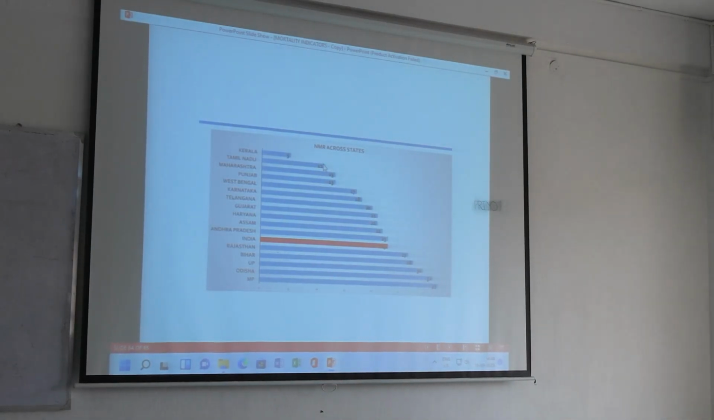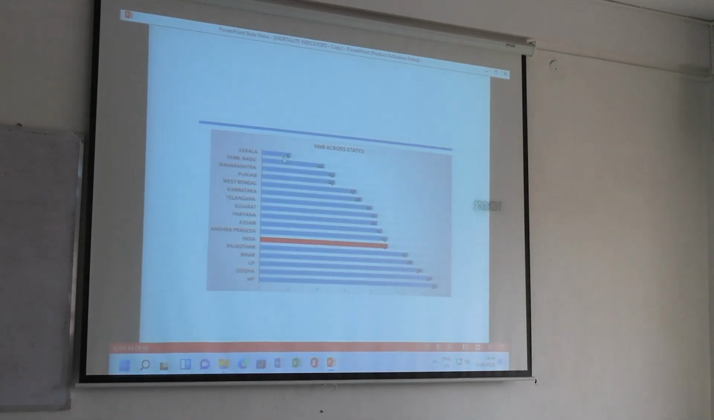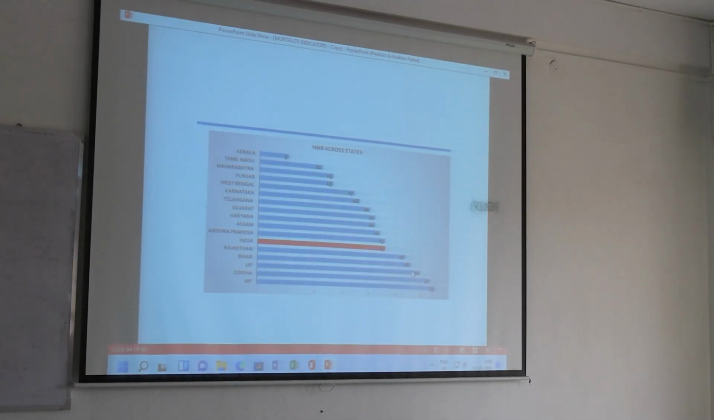Then this is newborn mortality. Again, we have states doing very well, but we have states like Madhya Pradesh, Odisha, and UP, which are spoiling the figures. Here it is 23 to 21.